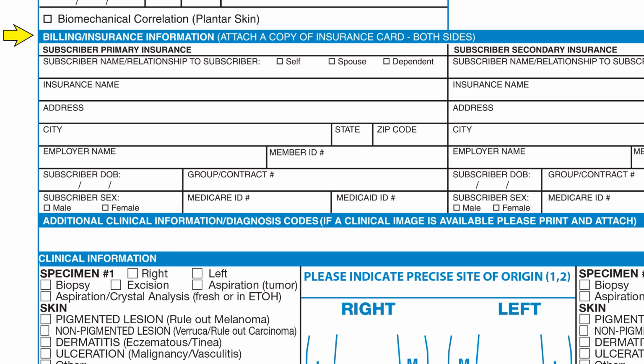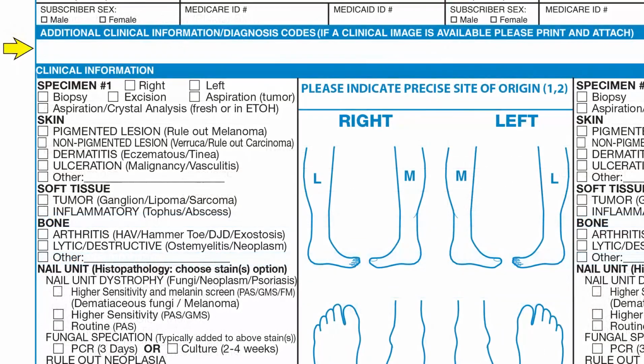Clinical information and ICD-10 codes. In order to provide the best possible diagnosis, a clear clinical picture needs to be communicated to the pathologist. Since the pathologists do not have the opportunity to see and interact with the patient, they are entirely reliant on the clinical information to provide clinical context.